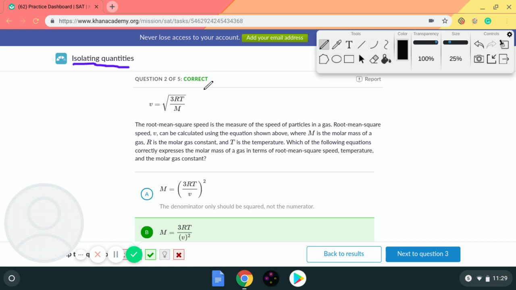Which means we're going to be isolating the molar mass in a gas, which is m. So I guess let's begin writing everything.